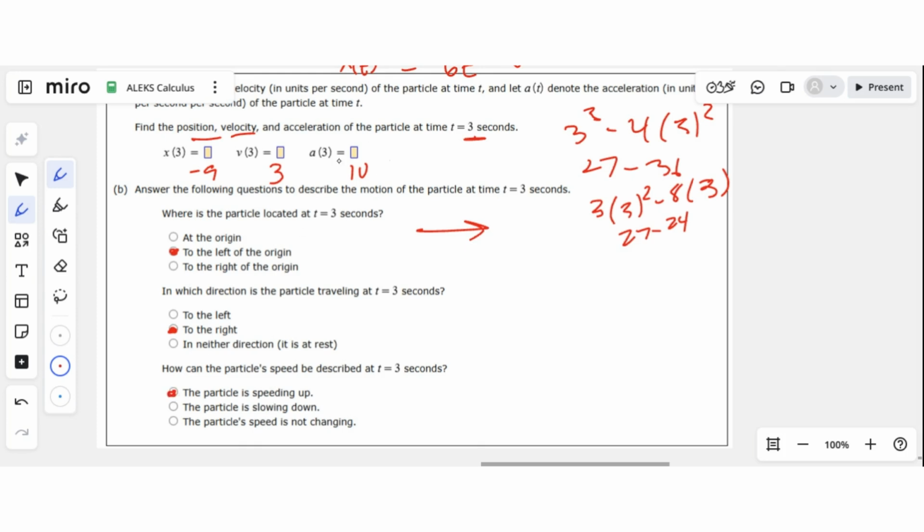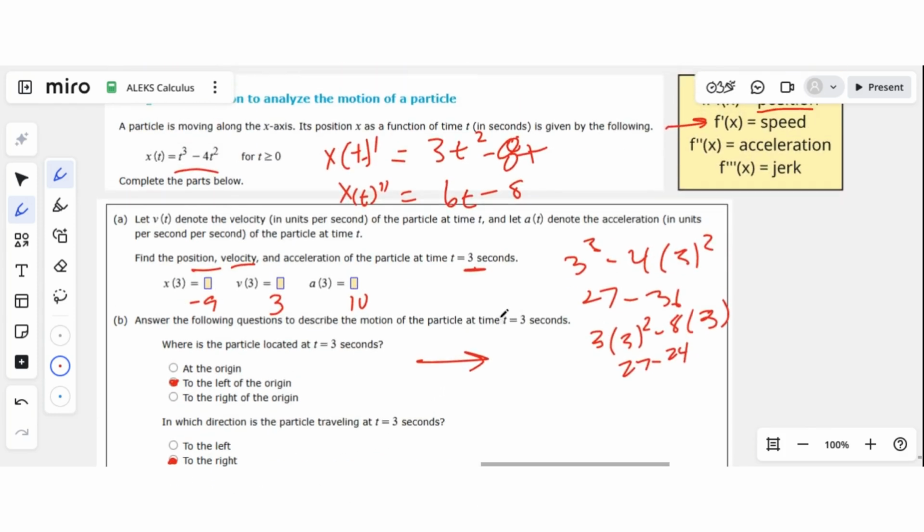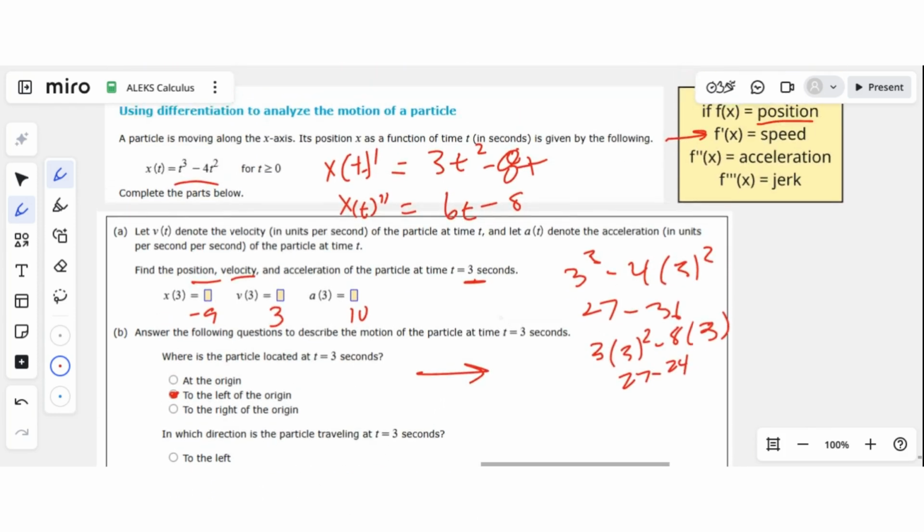If acceleration, our third derivative, or our second derivative, sorry, was 0, it wouldn't be speeding up or slowing down. It would be at a constant speed. And if it was negative, then it would be slowing down. So that's a little bit of work with using the first and second derivatives of a position function.